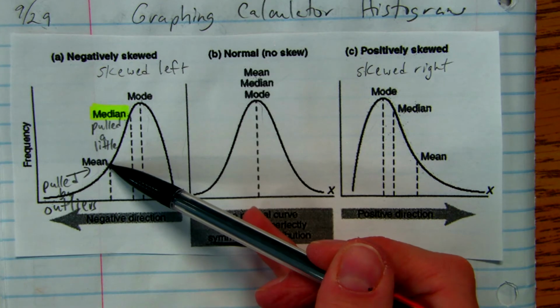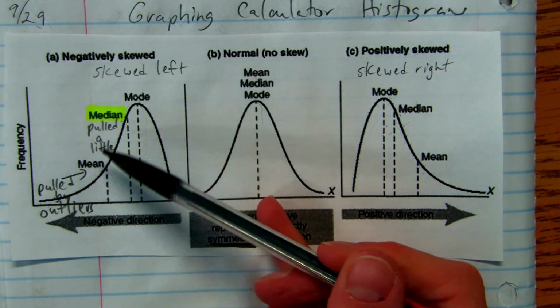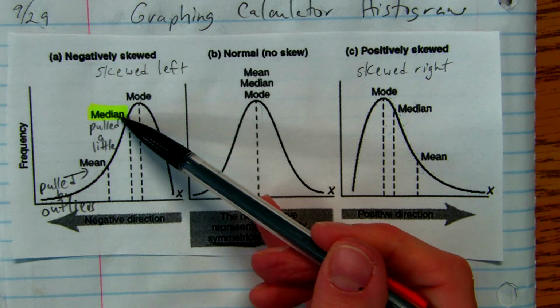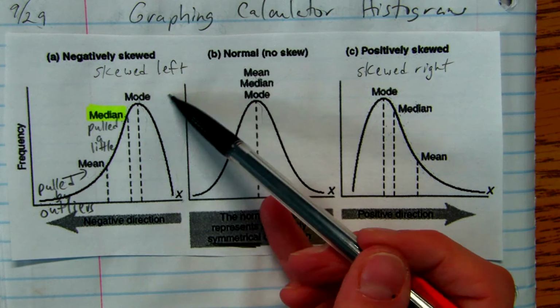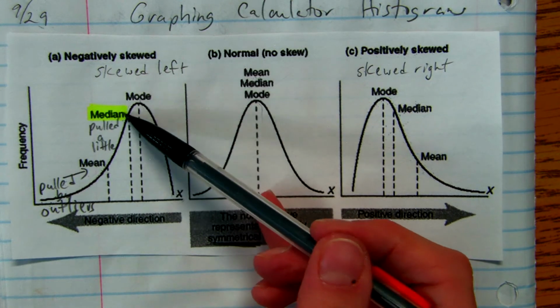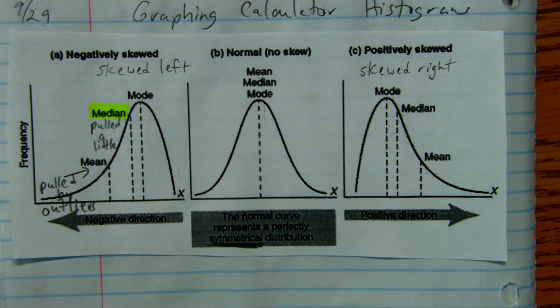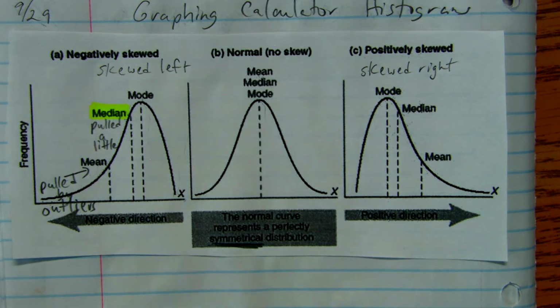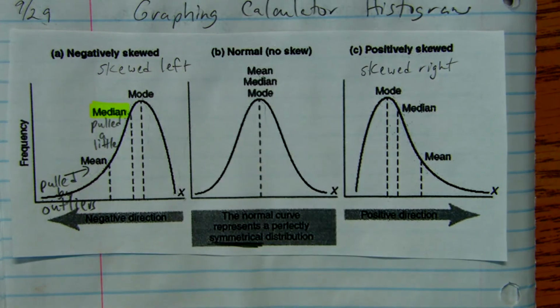Mean is going to be affected a lot by outliers, and mean and median are the two that are used most often. Mode is nice to look at for most often, but a lot of times we want to use median and actually divide the information in half. Half the data is lower, half the data is higher, and that's just a nice measure of center.